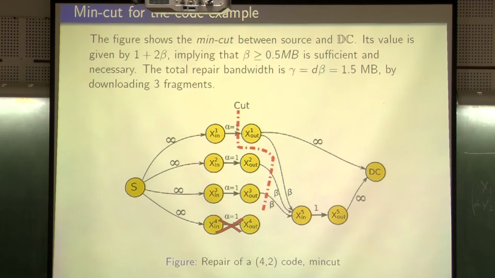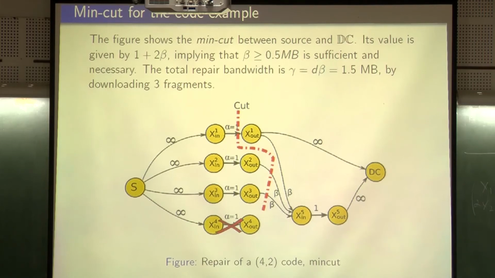Now this node, X51, has failed, and so you create a new node. The new node contacts beta from all the 3. For example, in this particular case, let's say I take this one and this one, those two should be able to be used to create 2 symbols, because that's the condition that is needed.